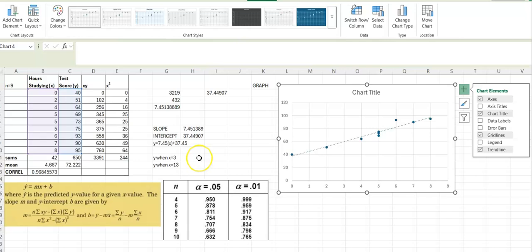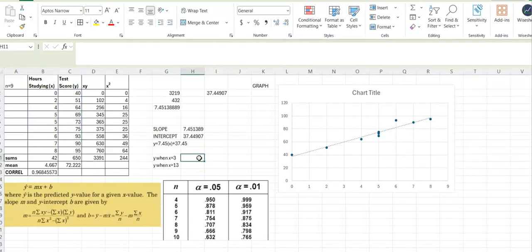So if I want to know what y is when x equals 3, I can just type in the numbers, 7.45 times 3 plus 37.45. And I get 59.8. And we can look over here to see if that kind of makes sense. When x is 3, it looks like it's very close to 59.8.